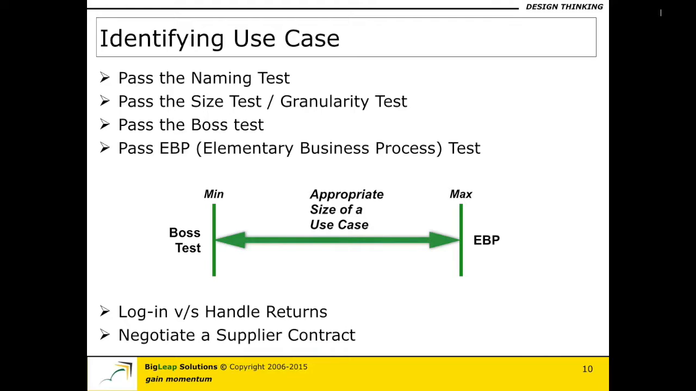Most often it's actually not possible, because even before you come up with a supplier contract, there are going to be n number of steps that probably need to happen before we can even meet and say, yes, this is going to be the contract that both of us get to sign, based on which I get to supply chairs and you get to make payments against those chairs. And hence EBP is the maximum side of our size test, or the granularity test.